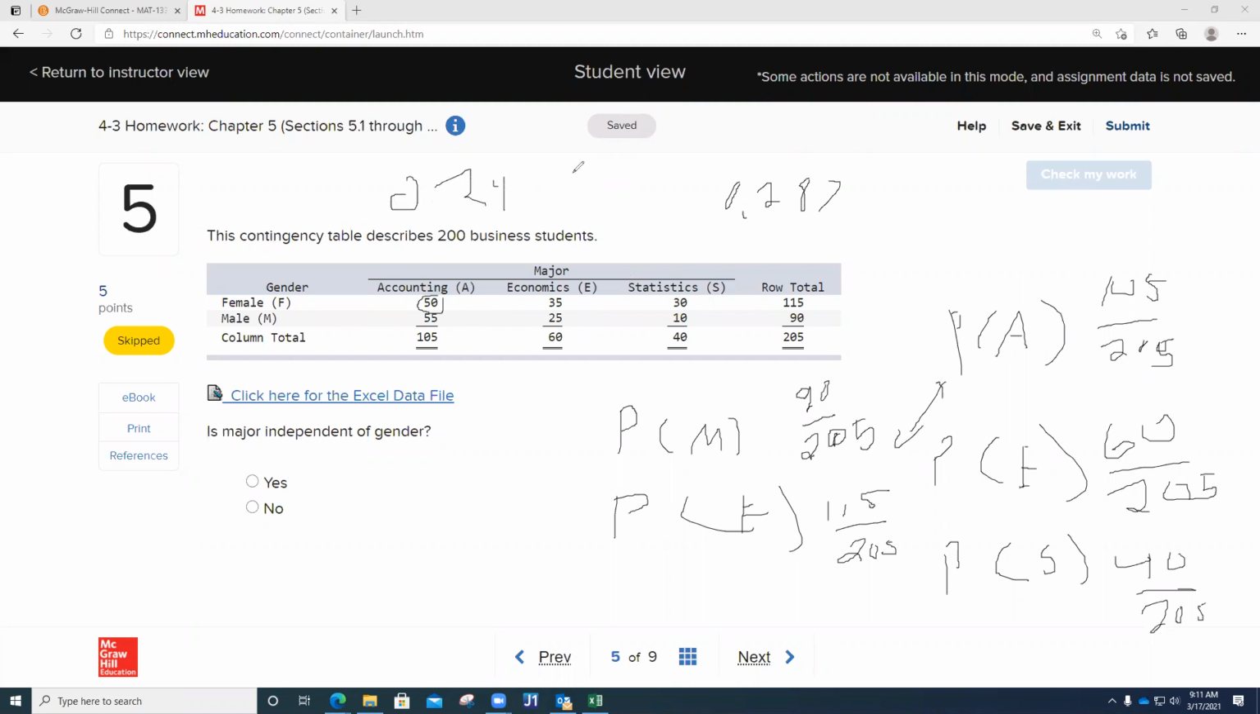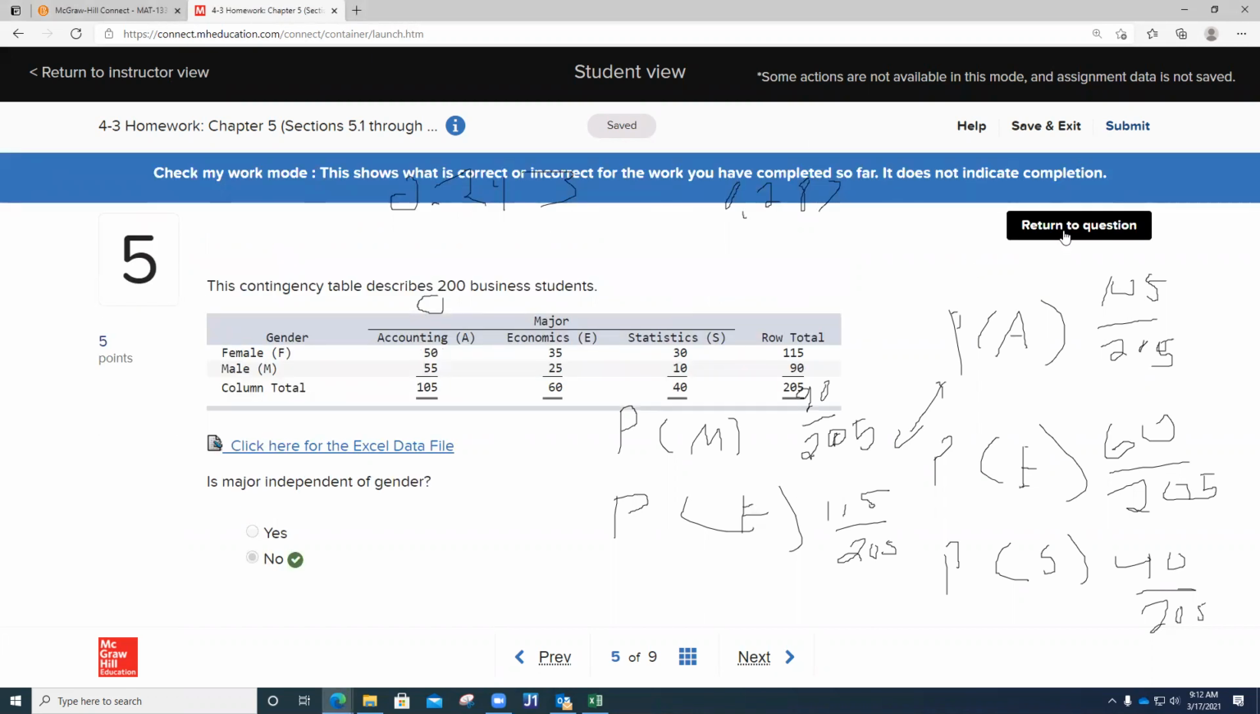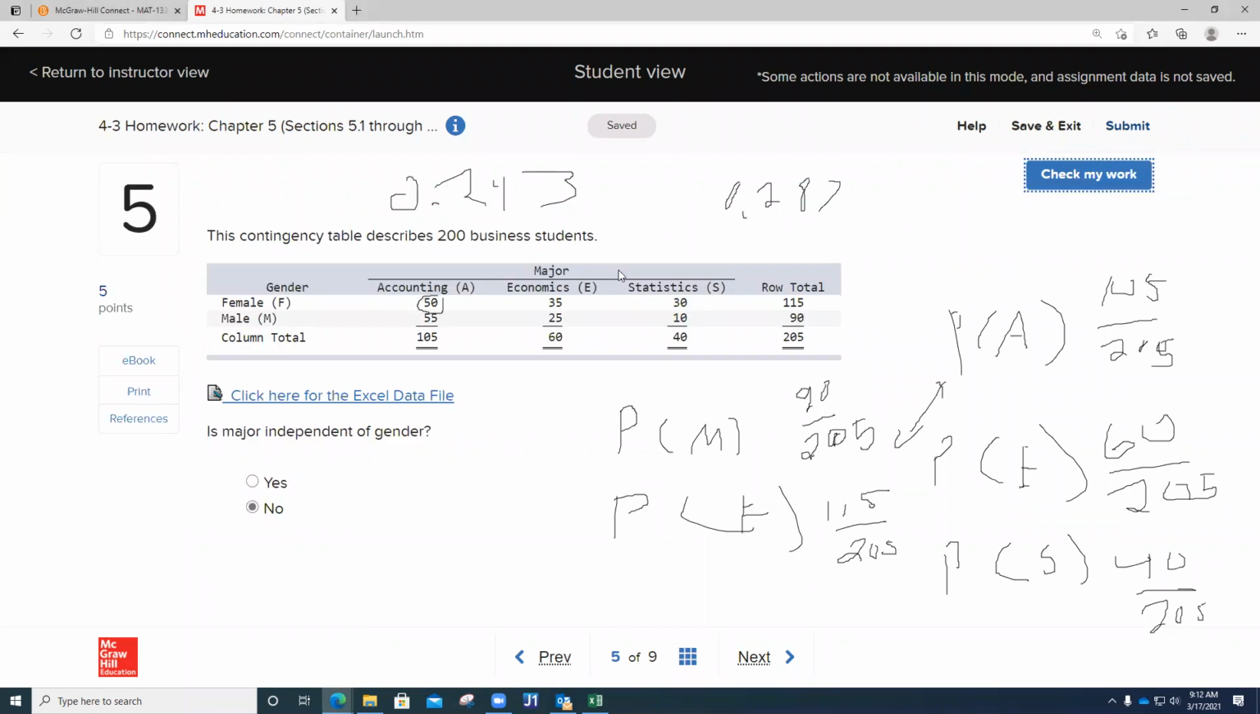So the very first one I tried does not work. So I don't need to try them all because it doesn't tell me which one. It just says independent of gender. And so the first one failed. So then the answer is no. So you don't have to do all of them. Just pick one. And if it does work, pick another one, because for it to be independent, it has to work for all situations.